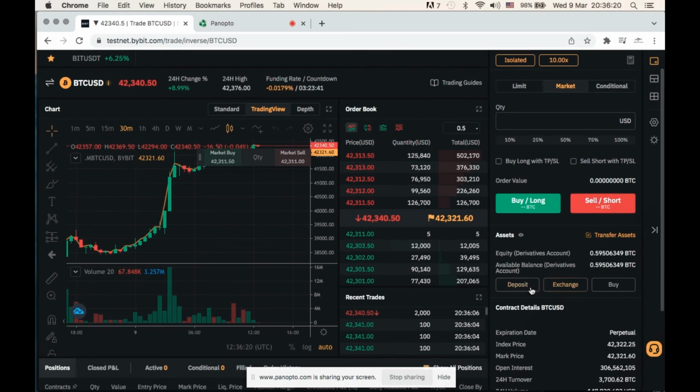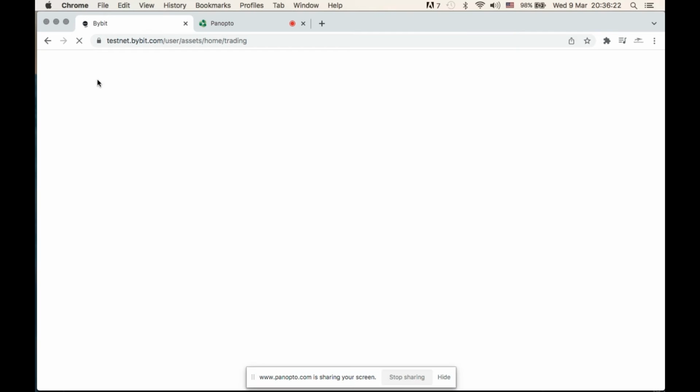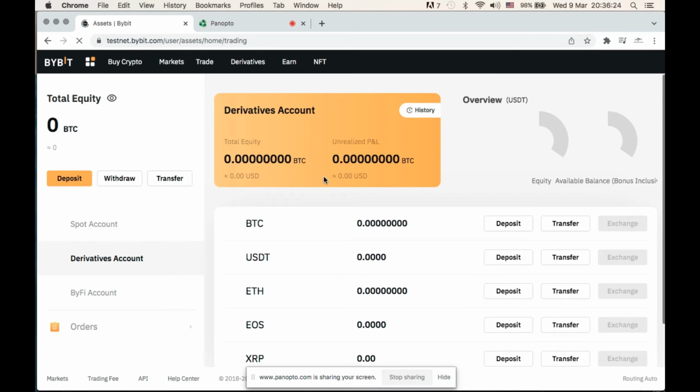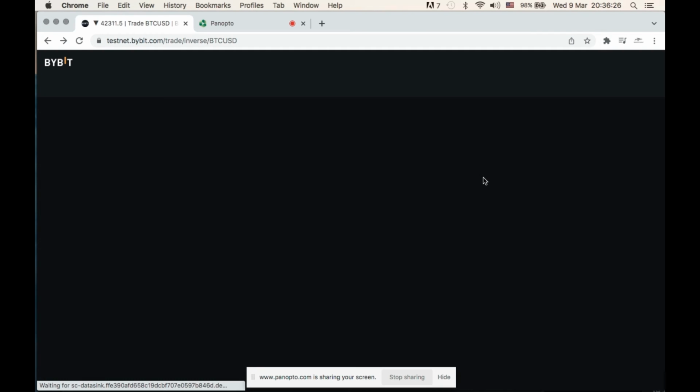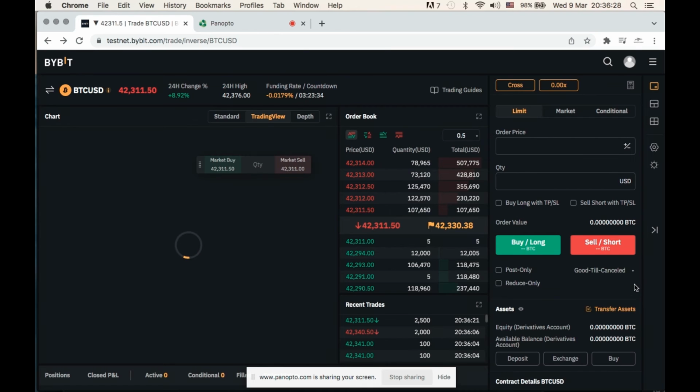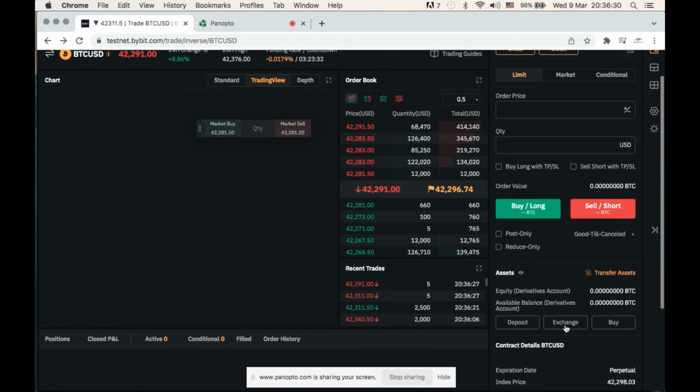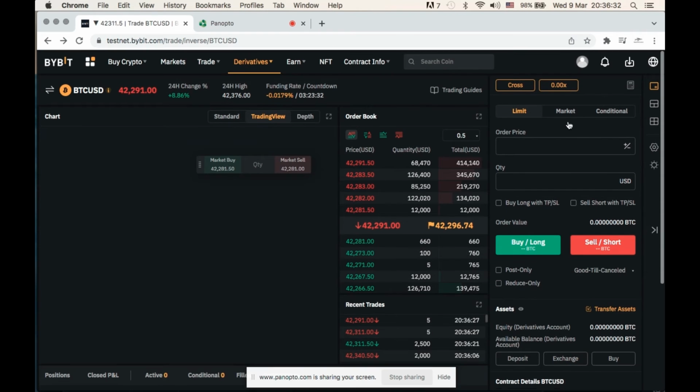You could also deposit into this account from here. Sorry about that. Shouldn't be clicking it. It is also another way to get into your account. You could exchange and you could buy.